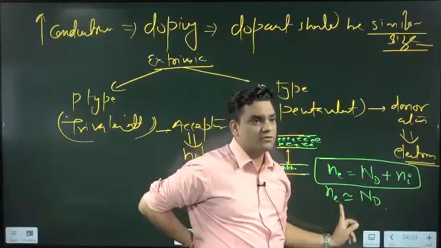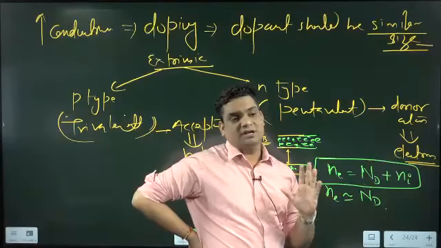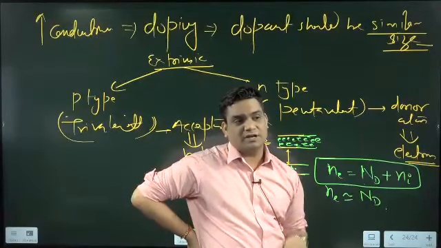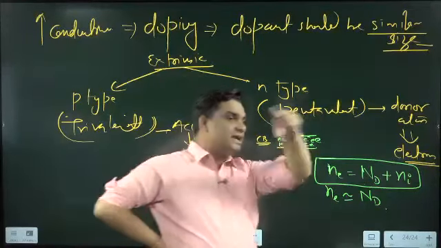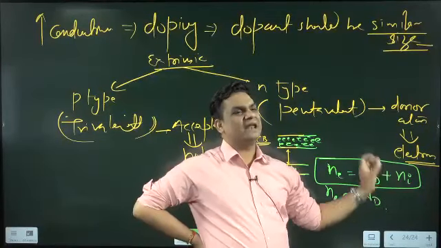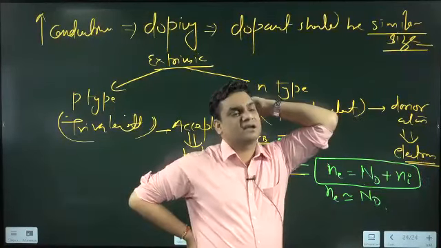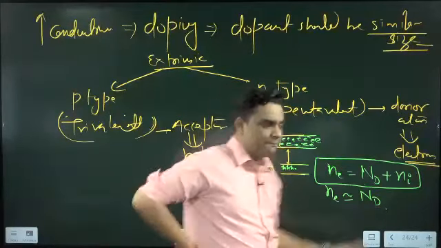Clear here? If there are 1,000 donor atoms, then 1,000 electrons are there. But the total number of electrons will not be 1,000. The total number of electrons will be 1,010. And these 10 are coming because of the temperature, that is the Ni. But the number of Ni is actually very, very less. In calculations, we never consider it, but theoretically, we consider it all the time.